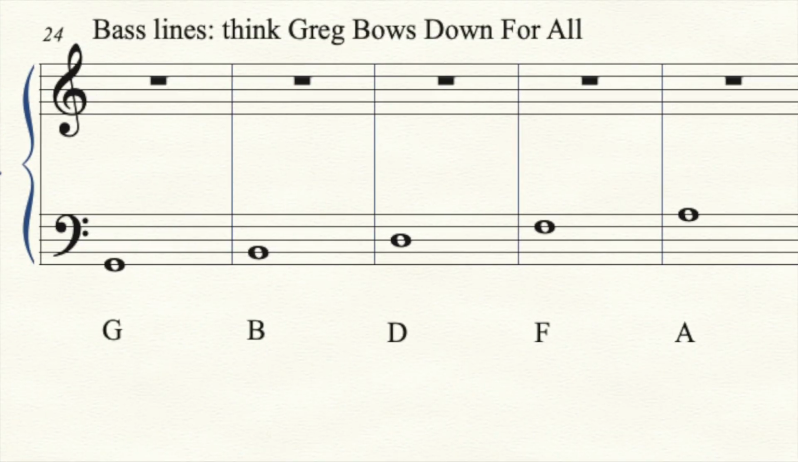And finally, we're going to look at the lines for the bass clef. Again, still on the bottom stave. Think Greg bows down for all. And there are other sayings that you can come up with. You can come up with whichever one works for you. And this goes for all of the mnemonic devices that we have listed here. But for this example, I'm doing Greg bows down for all. G, B, D, F, A. Again, those are the bass clef line notes.